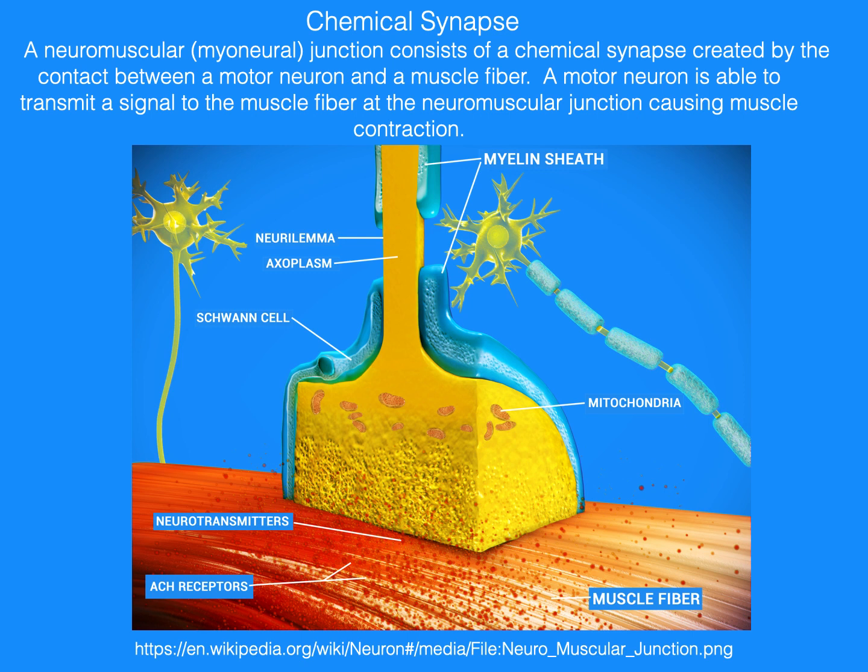Chemical synapse illustration. A neuromuscular junction consists of a chemical synapse created by the contact between a motor neuron and a muscle fiber. A motor neuron is able to transmit a signal to the muscle fiber at the neuromuscular junction, causing muscle contraction.